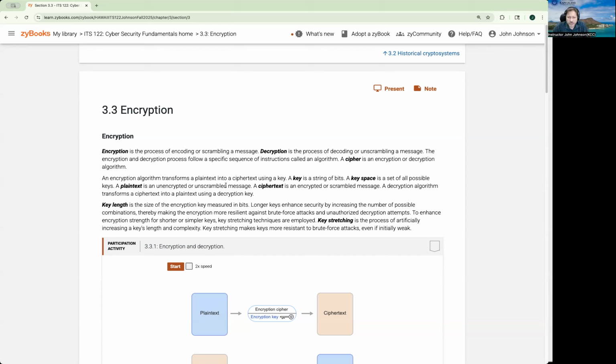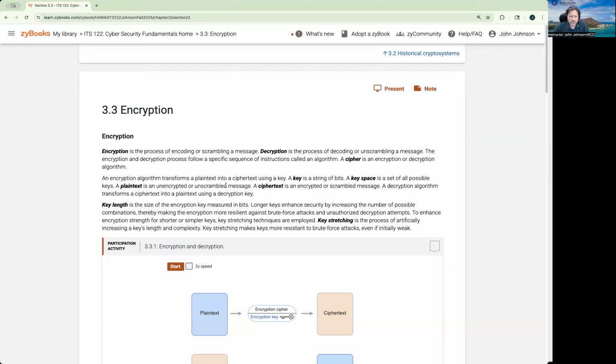So the encryption and decryption process that we're talking about here, they follow a specific sequence of instructions, and we call the sequence of instructions an algorithm. You've probably heard of algorithms by now at this point in programming. But an algorithm is a sequence of instructions that you go through, whether you're encrypting it or decrypting it. And then a cipher is an encryption or decryption algorithm. So that's what we're talking about. The cipher is going to be that algorithm that we go by to encrypt or to decrypt.